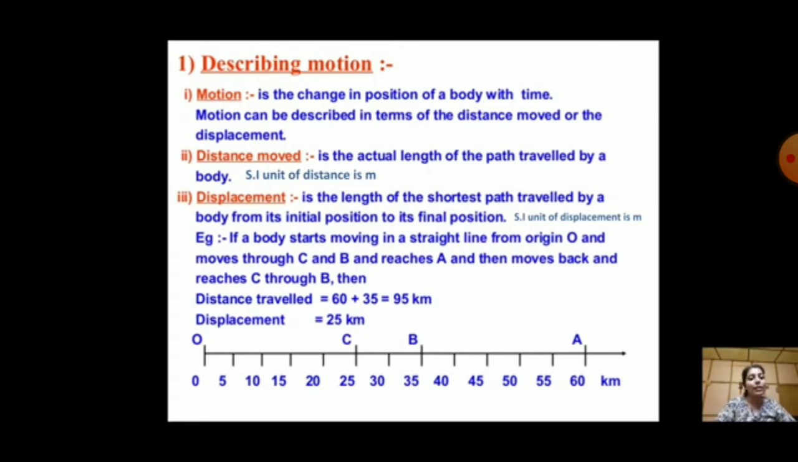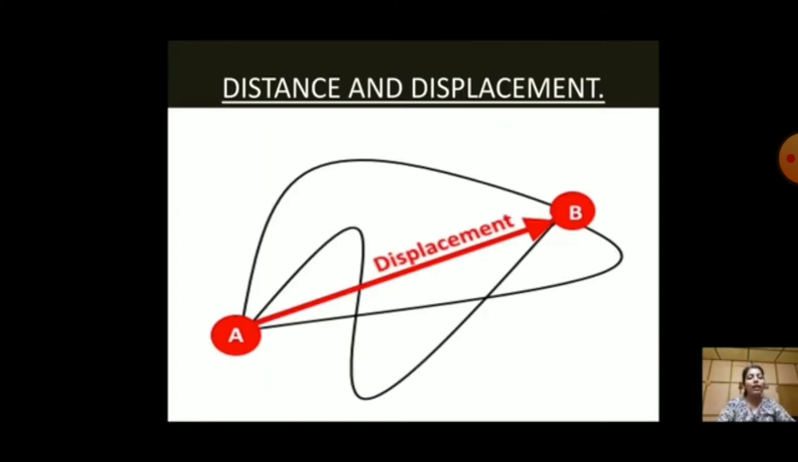Understood? So in displacement, you just have to see the initial and the final points. You will get the answer that easily. So let's just move ahead. Here I just want to let you know how distance and displacement differ from each other.